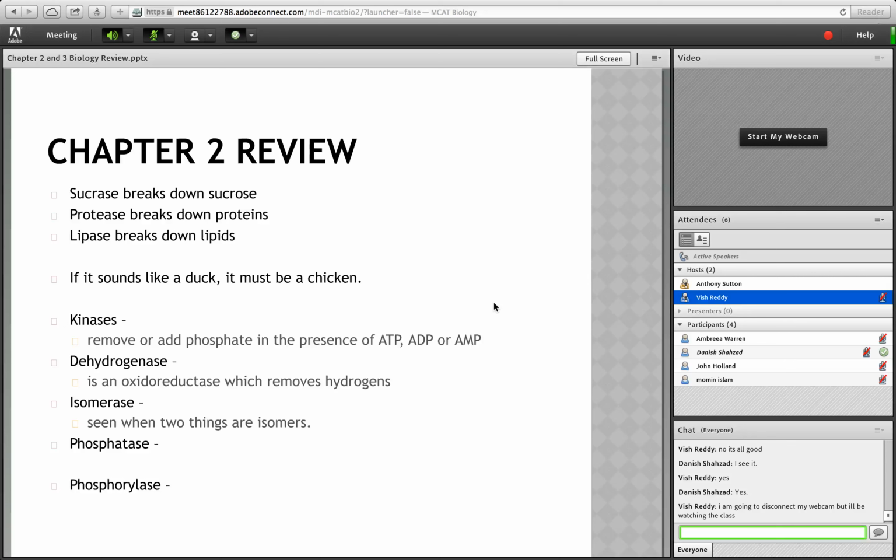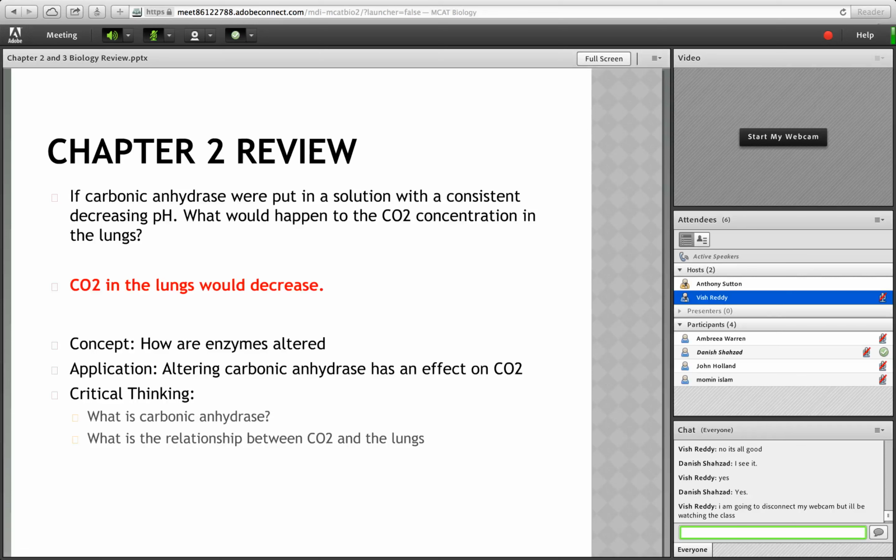A phosphatase. Okay. So a phosphatase is going to remove inorganic phosphate, basically. So the removal of phosphate in the presence of ATP, we said would be a kinase. But if it's an inorganic phosphate, it's going to be a phosphatase. If we're adding an inorganic phosphate, then we're looking at something like a phosphorylase. Okay? I got that? All right.